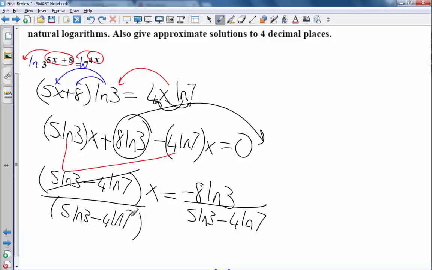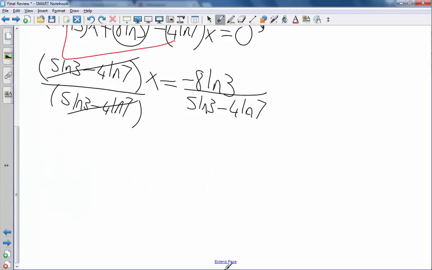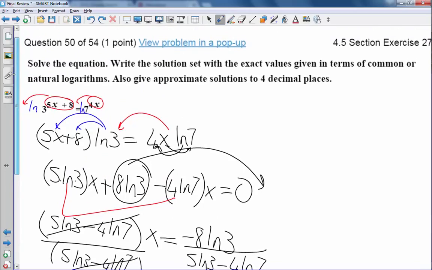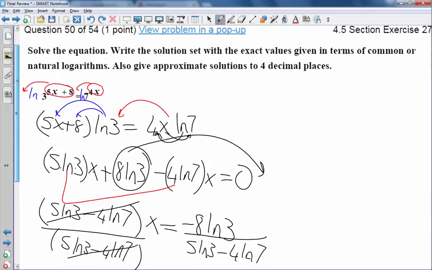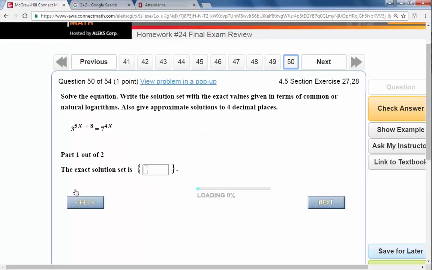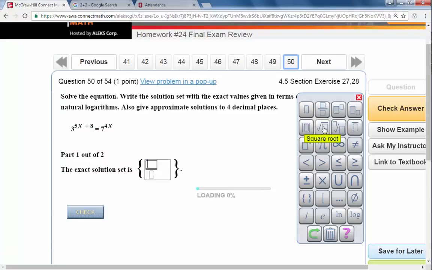Okay? You're all set. The x value you're looking for is this combination of numbers. I think they are expecting both exact and approximate answers, part 1 and part 2, or just an approximate answer. Write the solution in exact values. This is the exact value, no rounding, so that's what we need to enter here. It's messy.